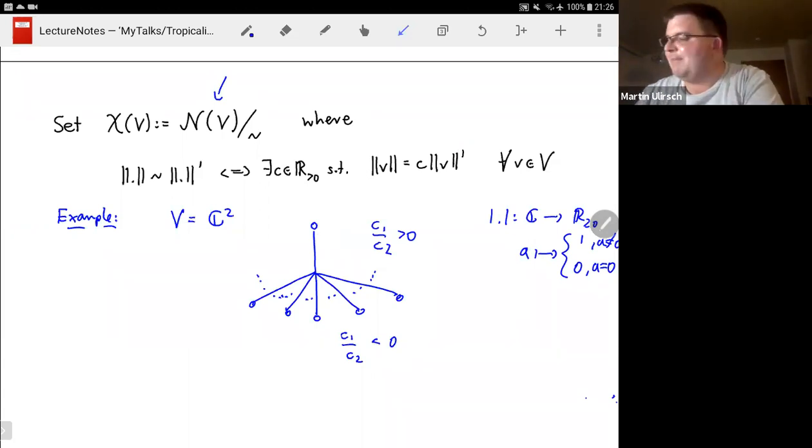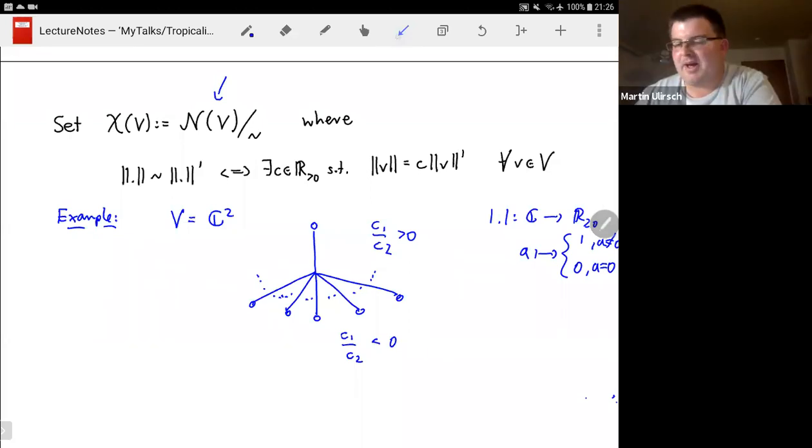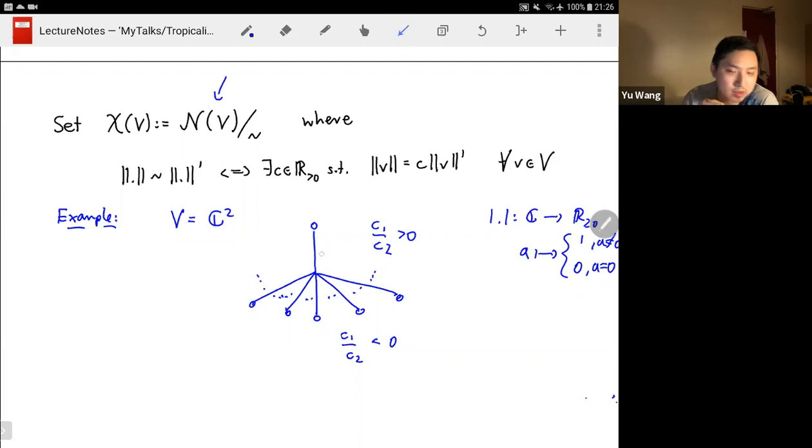But you're completely right to suspect that, and it is true that these things have strong deformation retractions onto things like this, like copies of R to the N, for example. Yeah, because that's kind of the motivation for the non-Archimedean mirror symmetry, right? We always have the retraction. Yeah, anyway, I will argue that this is actually a skeleton later.